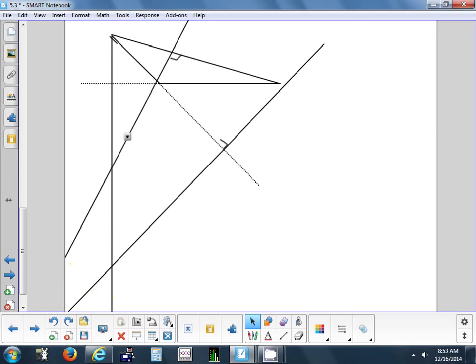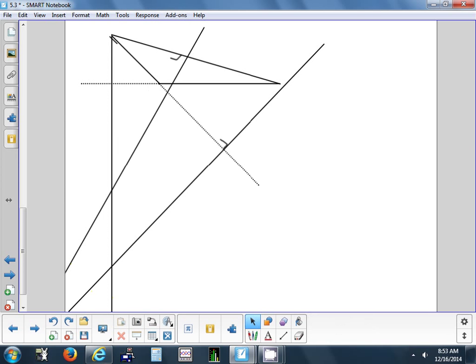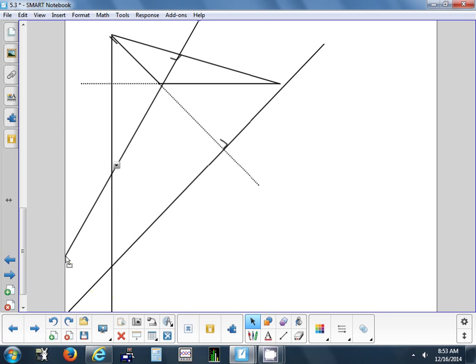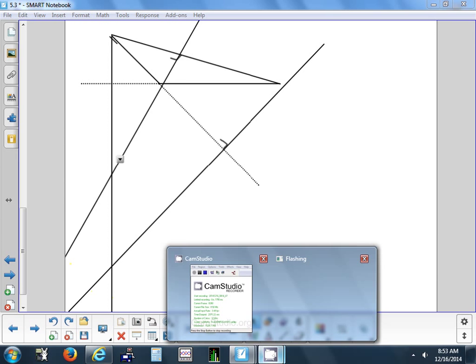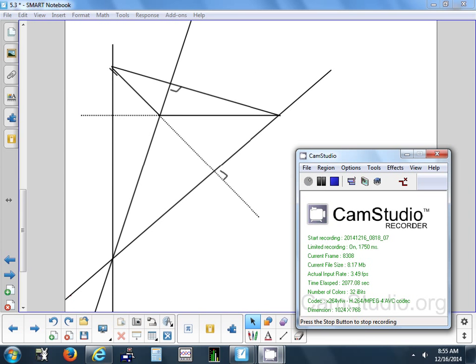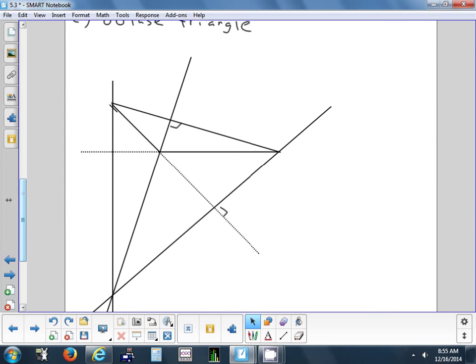Okay, that definitely does not look 90. Let's see if we can adjust it. Okay, that looks a little bit better. But this is the hardest case to try to sketch. So let me see if I can fix it. All right, so we fixed our diagram.